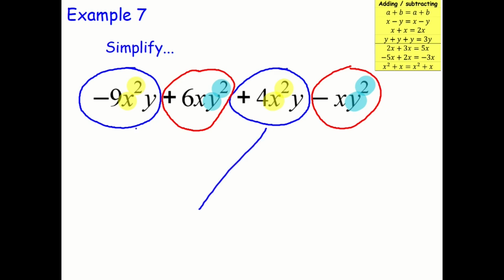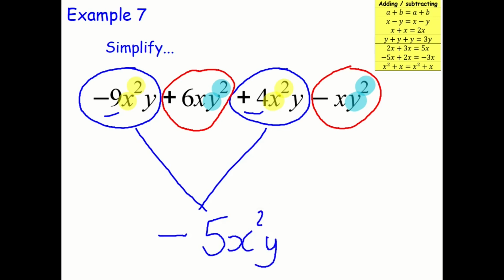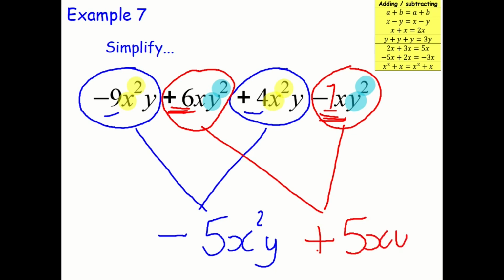So let's collect together these. If I've got minus 9 on my number line, plus 4, it takes me to minus 5. And if I go to positive 6 on my number line, and then I take away, well, that's a 1, remember? Positive 6, take away 1, still leaves me in the positives. It's positive 5xy squared. And that's it. That's all you can do.